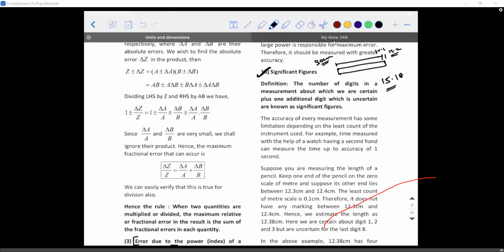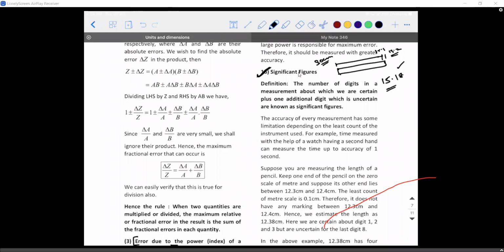Sorry, guys. So what are we trying to say here? 15.18, you're not sure, right? But how did you arrive at that 8? It was a guess, right? Because you would have observed, when you try to take a reading, that the edge of the cardboard is closer to 2, and you yourself would have made a decision, right?